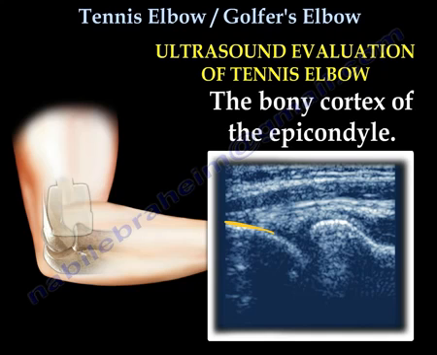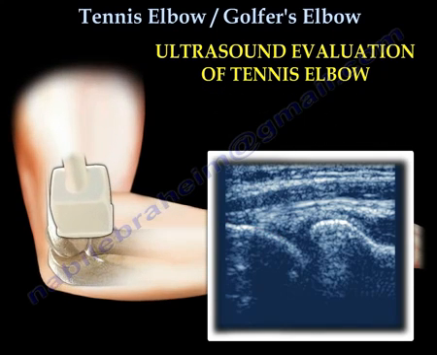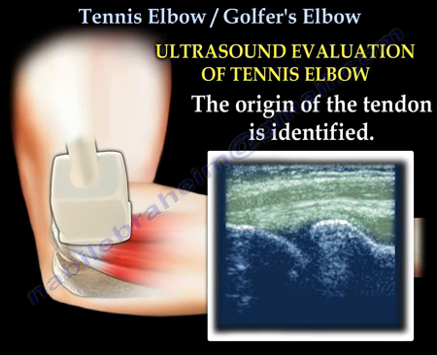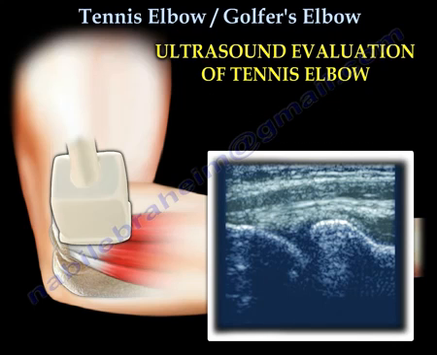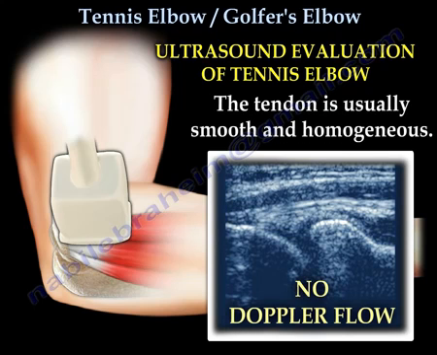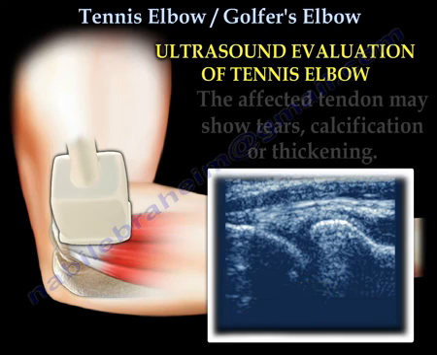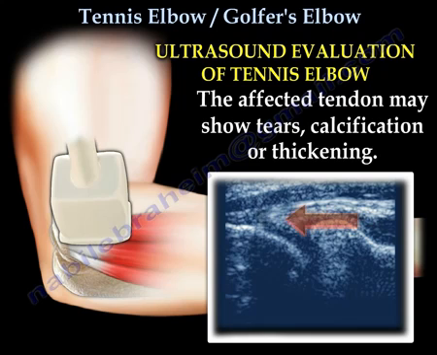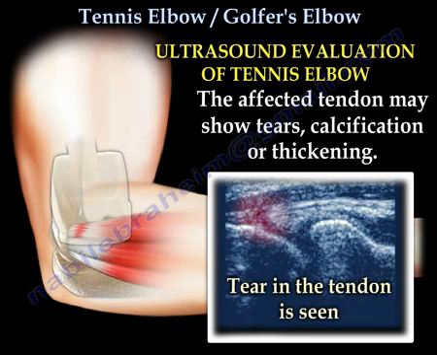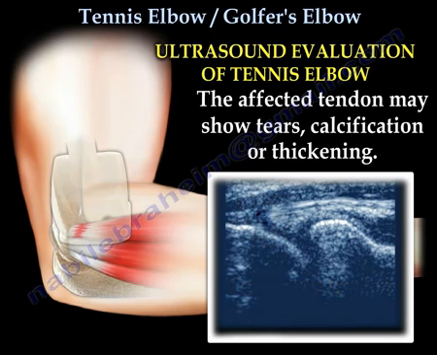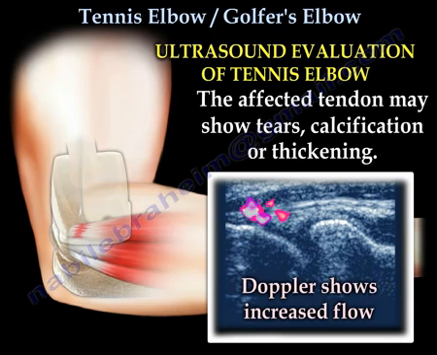The bony cortex of the epicondyle is identified and it is usually very smooth. The origin of the tendon is identified. The tendon is usually smooth and homogeneous and has no Doppler flow. The affected tendon may show tears, calcifications, or thickening. Here you can see a picture of a tear in the tendon. Here the Doppler shows increased flow.